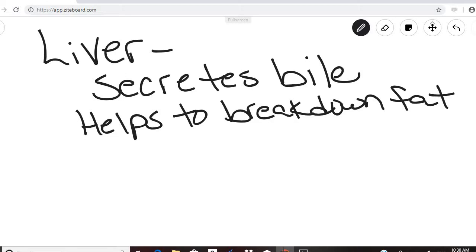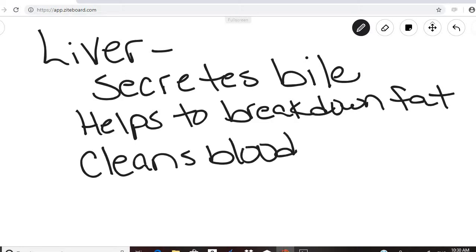And the liver also cleans the blood. This is one of the functions of your own liver. Both of these are true in mammals too. So if there is bacteria in the blood, the liver will kill it or will clean it out.